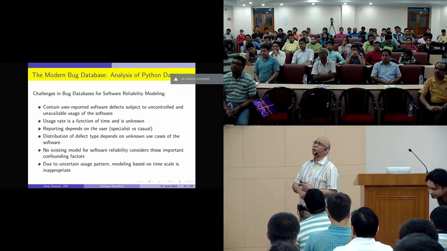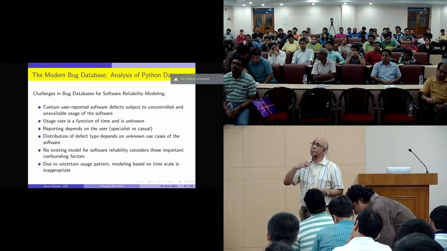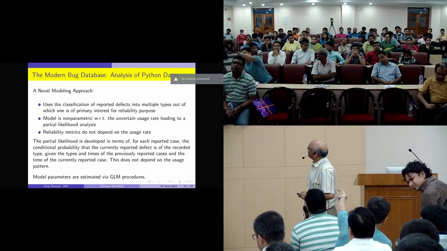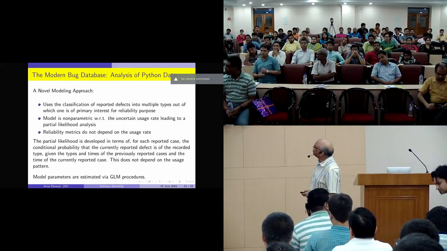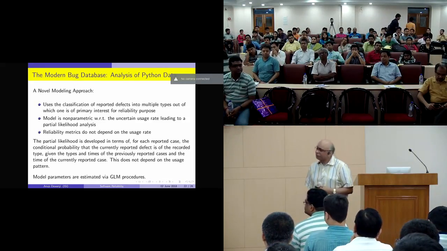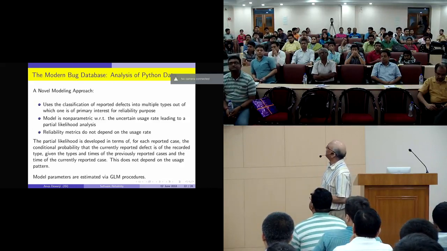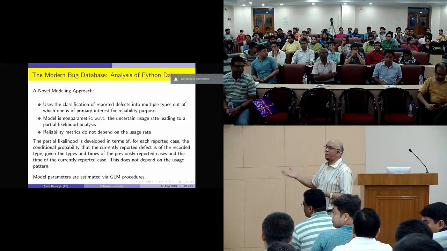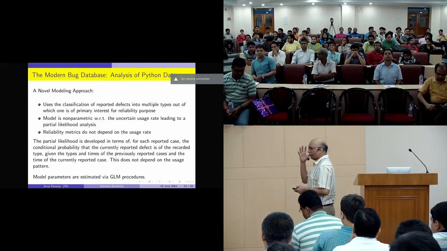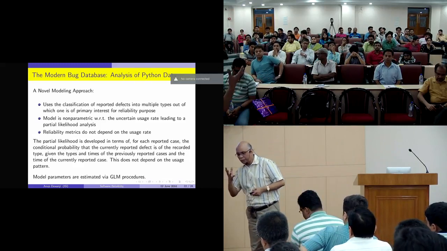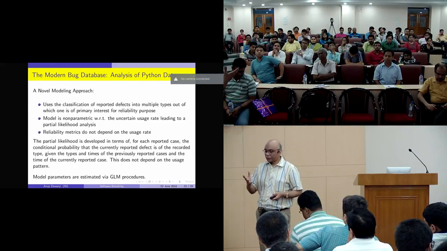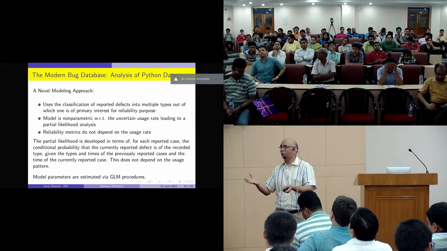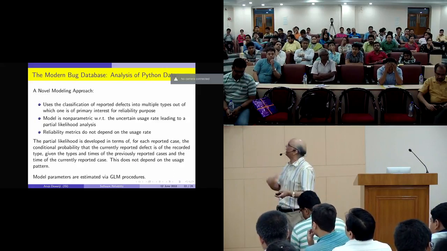We have to come up with reliability measures which are independent of time. And this is something we try. This modeling approach uses the classification of reported defects into multiple types. And maybe one is of primary interest, and we want to find out that error-free with respect to that. If that particular defect type occurs, we'll call it a failure. So we're basically dichotomizing the thing again.